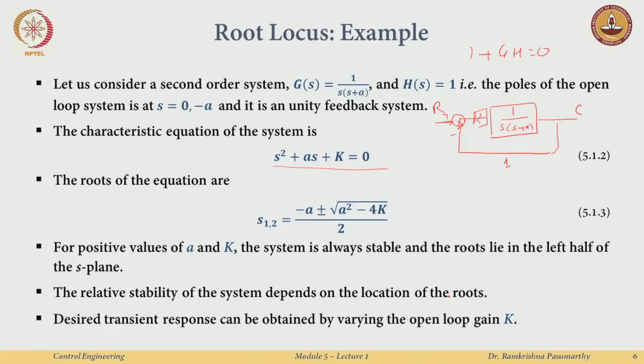So, and then I could see that by varying k, which corresponds to my omega n in the second order analysis, this term corresponds to 2 zeta omega n, dealing with the damping coefficient also, right. So, the desired transient response can be obtained by just changing this. Maybe if a is fixed, right, so given a transfer function, a could be fixed.